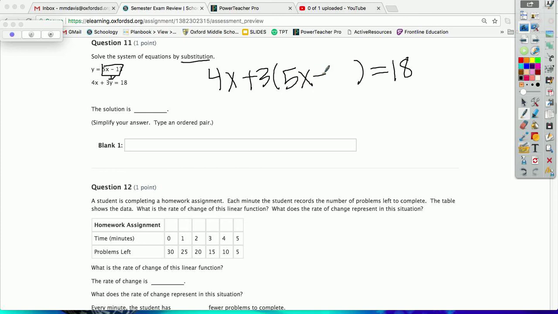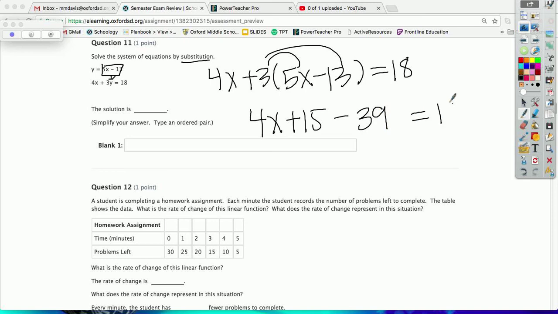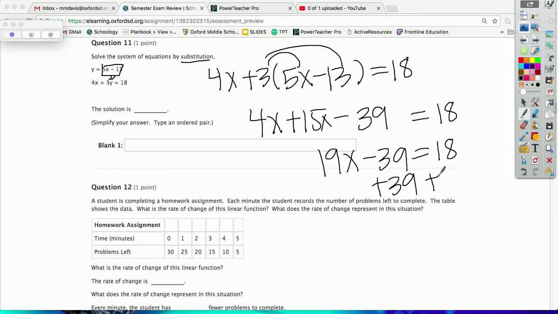That is being replaced with 5x minus 13, and so I need to distribute first. That'll give me 15x minus 3 times 13 is 39 equals 18. So 4x plus 15x gives me 19x minus 39 equals 18. When I add 39 to both sides, that should give me 57. So 19x equals 57. And when I divide 57 by 19, I get 3. So x is equal to 3.